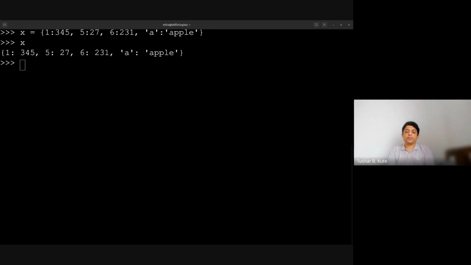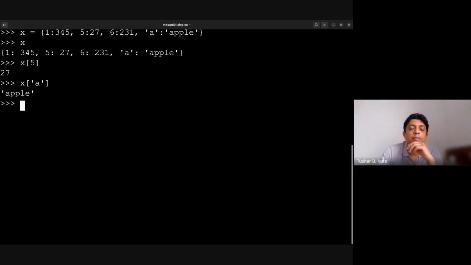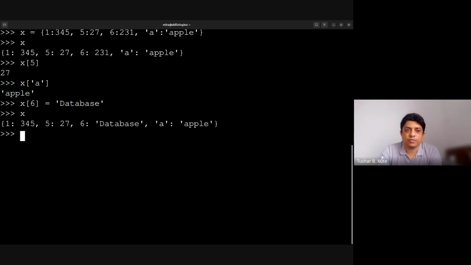So this key and value can be of any type. If I want to access a value, I can use a unique identifier, and that is the key over here. See this. If I use x of 5, 27 is accessed. X of a, apple is accessed. If I want to change it, say I want to change the 6, where 231 is given, I want to write the name database. Now see, x has changed to database. Easily it can be changed.